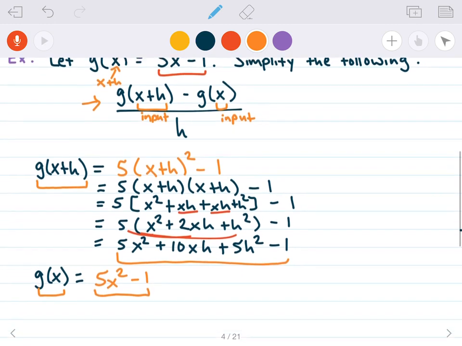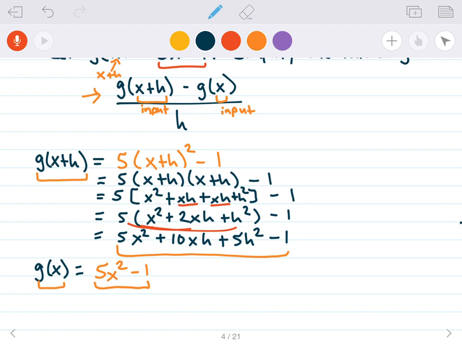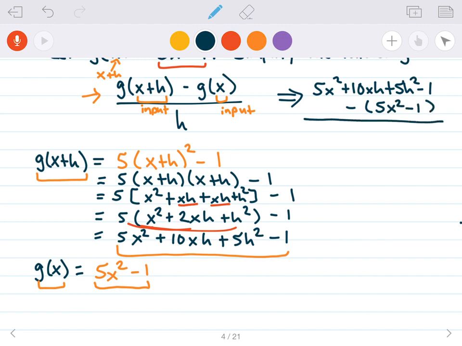So we simplified the top, and now we can simplify it all together. I'm going to replace g of x plus h with what I found, 5x squared plus 10xh plus 5h squared minus 1, and then minus g of x, which I'm going to replace with 5x squared minus 1. That's what I found. So now the top we've replaced, and the bottom is just h. We didn't do anything there.